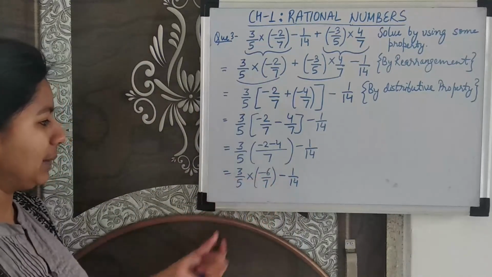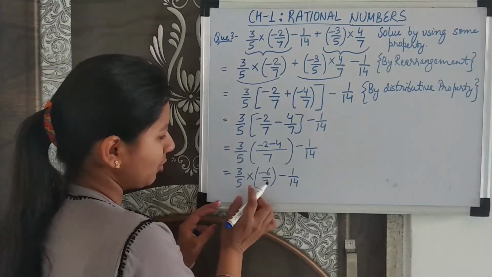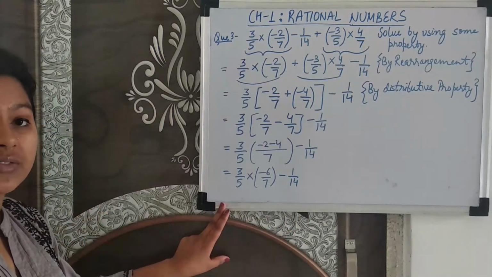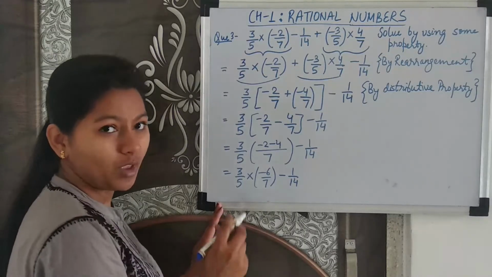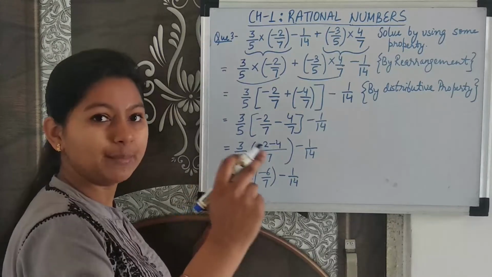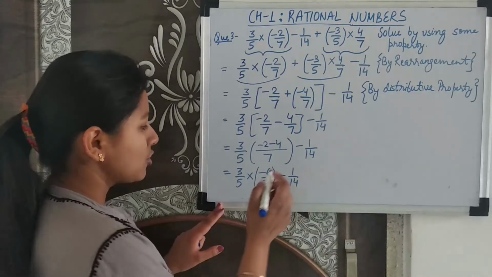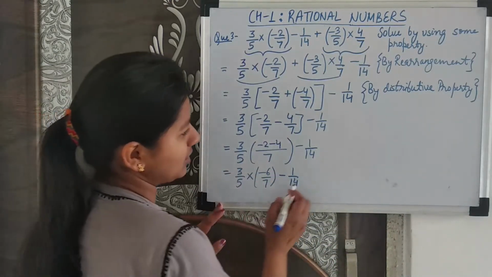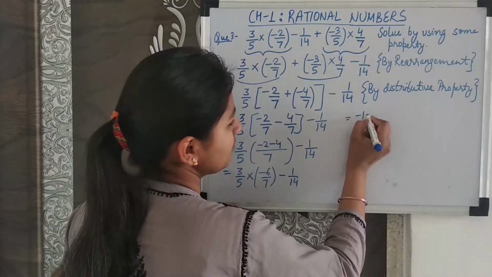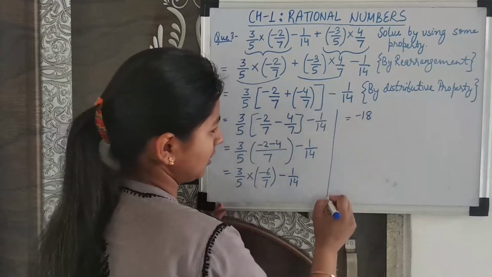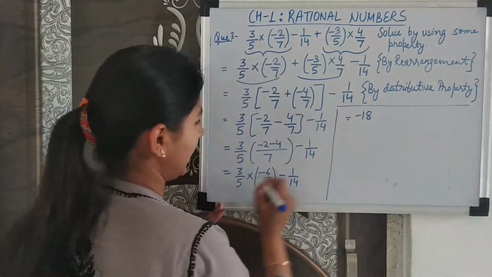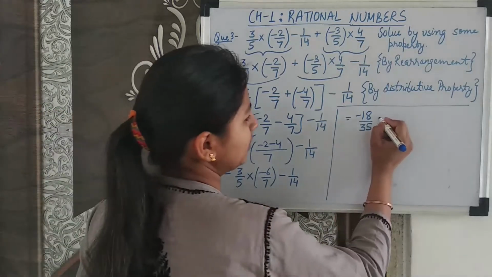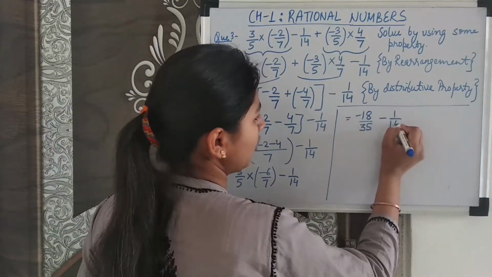So once I will multiply 3 in, this is now BODMAS, here I am having one multiply sign and minus sign. So as per BODMAS, first we will multiply or subtract. M is coming first, BODMAS, S is coming last. So first we will multiply. So when I will multiply these two numbers, 3 into minus 6, this will be minus 18 upon 35, and this will be minus 1 by 14.